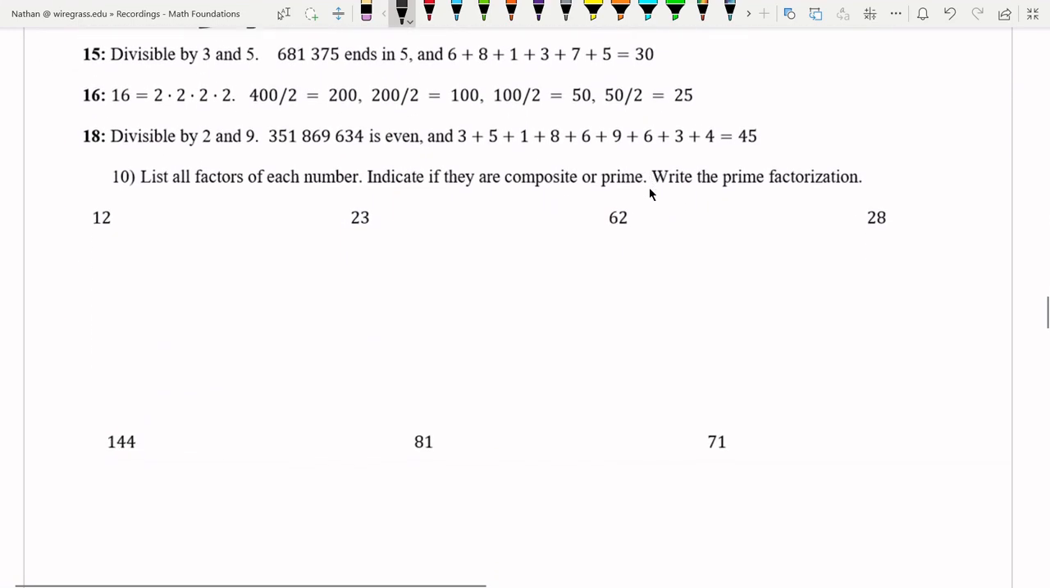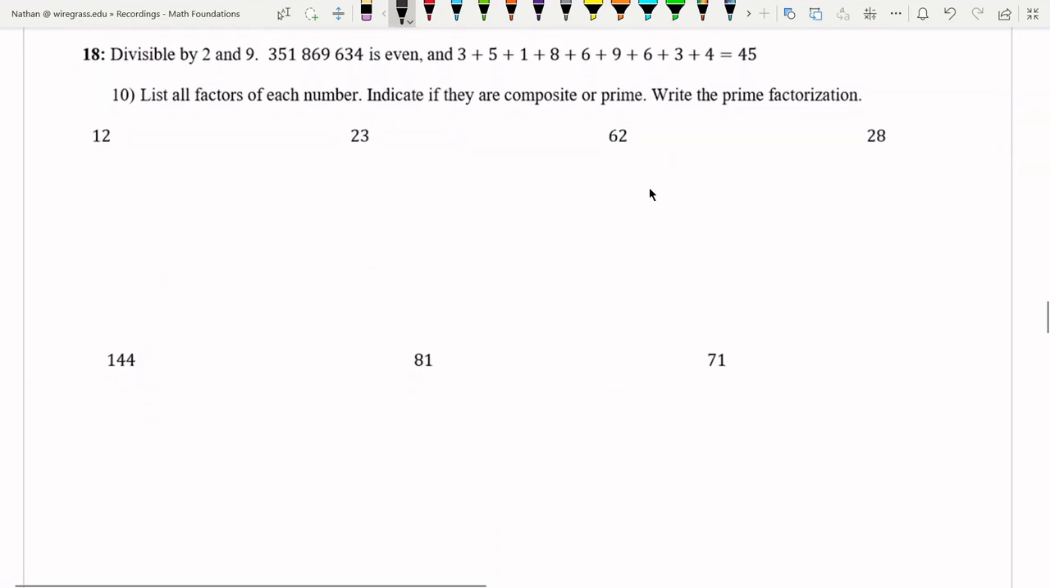All right. Here we want to list out the factors of each number, indicate if they're composite or prime, and then write the prime factorization. So the factors of 12 are going to be 1, 2, 3 can divide 12. 3 times 4 is 12. So it's going to be 2 times 6 and 1 times 12. These are the only factors of 12.